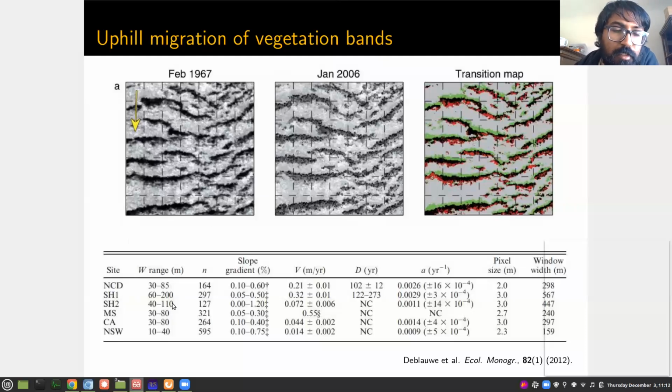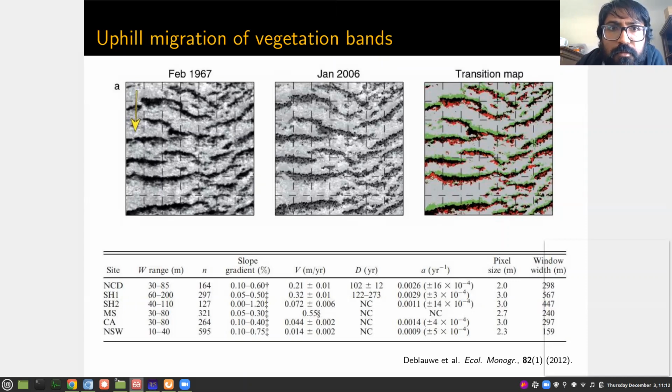And so they've done this at several vegetation band sites, and they've noticed typical speeds around tens of centimeters per year. So this is really slow, and given the scale of these vegetation bands, it might take something like centuries for the band to migrate one full band spacing, so one full wavelength of this pattern. So this is a really slow evolution, but it is measurable.